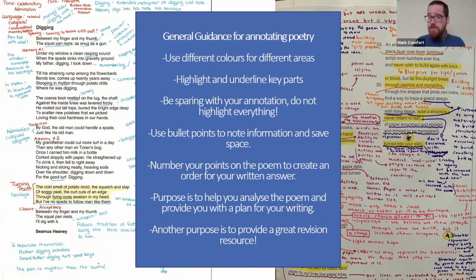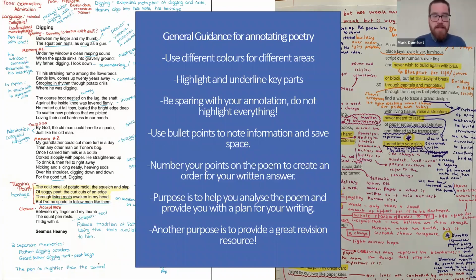Use bullet points to note information and save space. So like on the left-hand side, bullet points instead of full sentences. You want to save your full sentences for when you are actually writing the essay, because there's no point starting to write it on the poem, you want to write it in the essay itself.